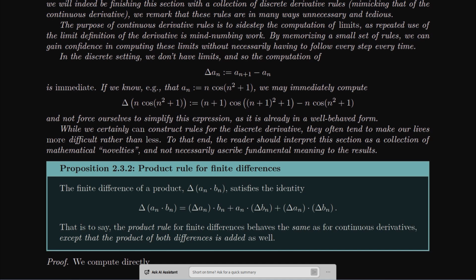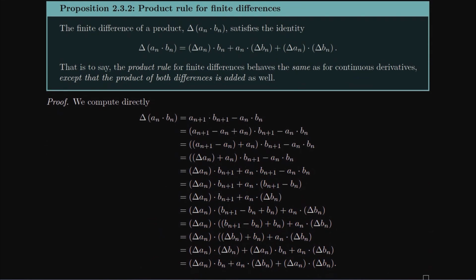We should use them because we can use their anti-versions for the version of integration that we're going to discover. Anyway, let's go through the product rule, and then we'll be done for the day. So the product rule for finite differences looks like the following.